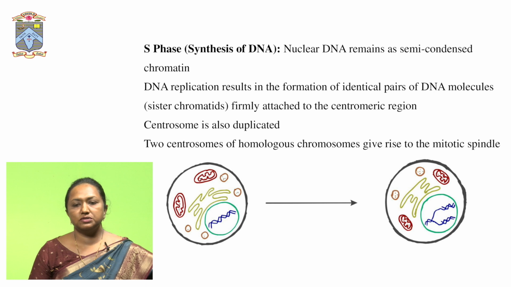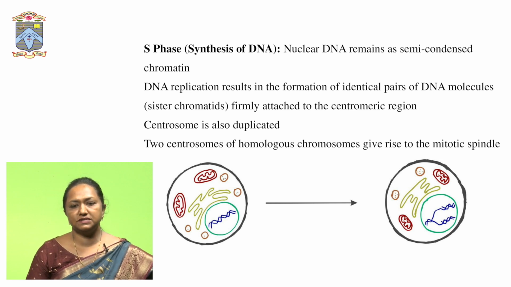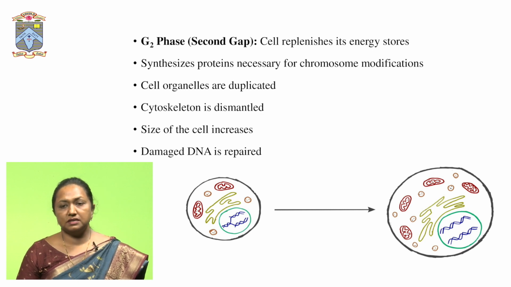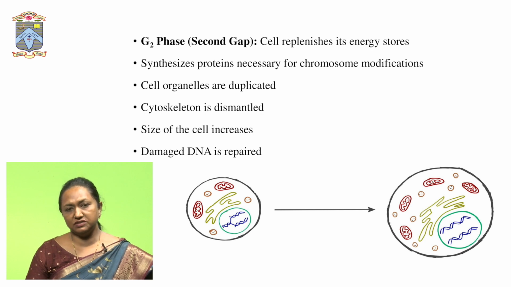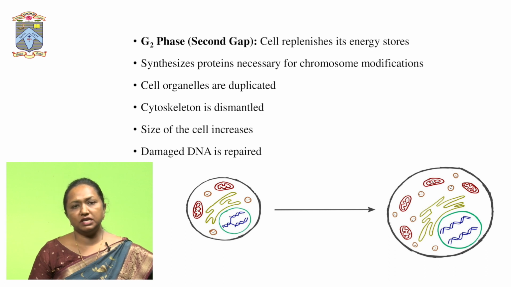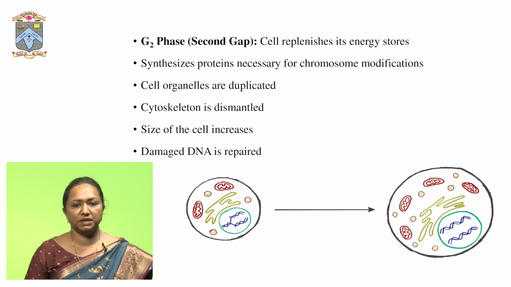The two centromeres of the homologous chromosomes give rise to the mitotic spindle in the S phase. Followed by the S phase is the G2 phase, which can also be considered the second growth phase or the second gap phase. The cell replenishes its energy stores, since the cell might have incurred so much energy in the first two phases, that is the G1 and the S phase, for performing the activities of increase in cell size, increase in its cytoplasmic contents and the genetic material.